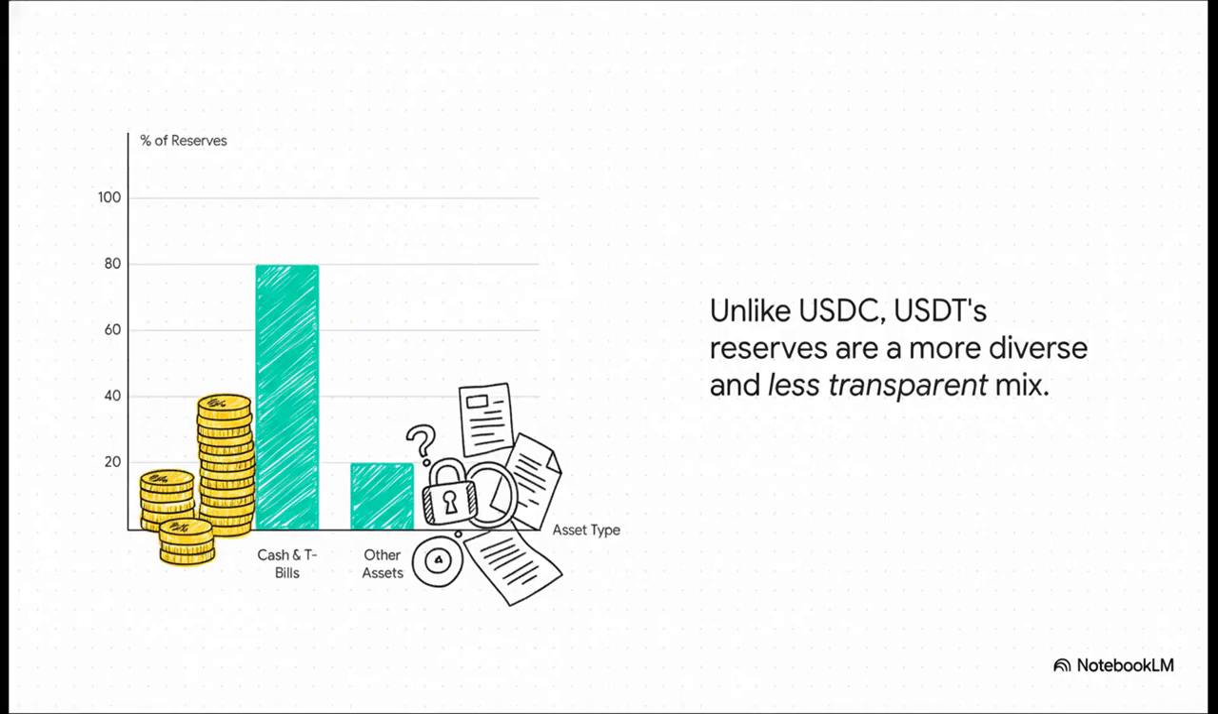Well, for starters, its reserve mix is different. It's not that clean 100% pie chart we saw with USDC. Here, about 80% is cash and treasuries. But that other 20%? It's a mix of other stuff. And frankly, the disclosures about what's in that 20% are just not as clear.